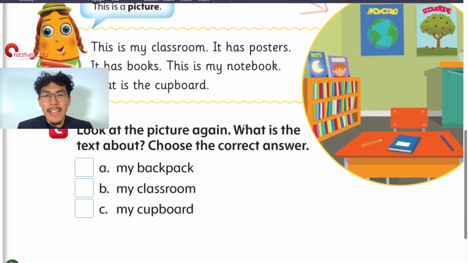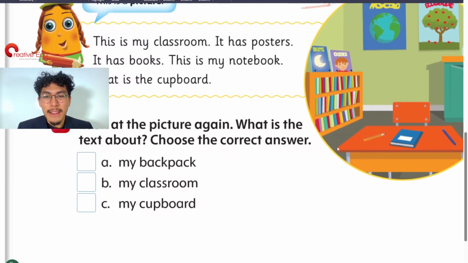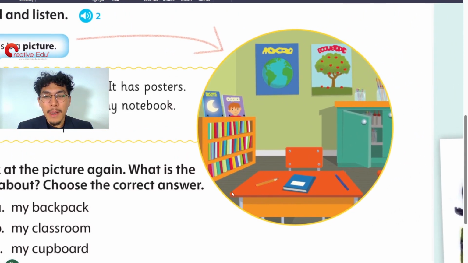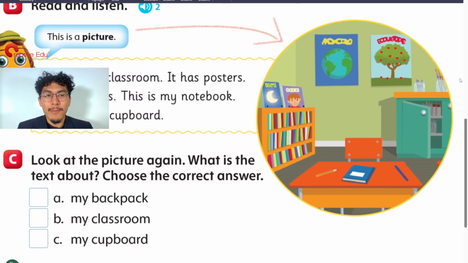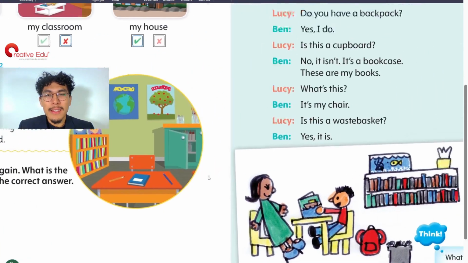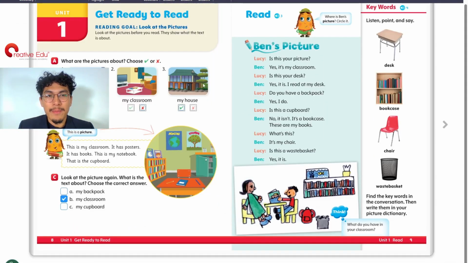Okay, now look at the picture again. What is the text about? Choose the correct answer. What do you think it might be? A. Is it about my backpack? B. My classroom? Or C. My cupboard? It's definitely B, everyone. Alright, so now moving on to the next page.